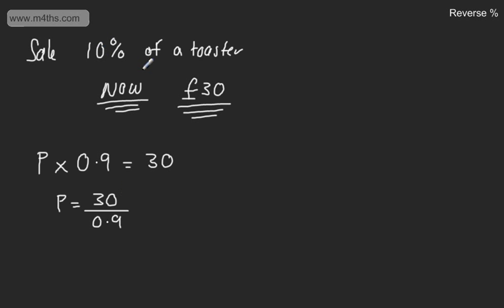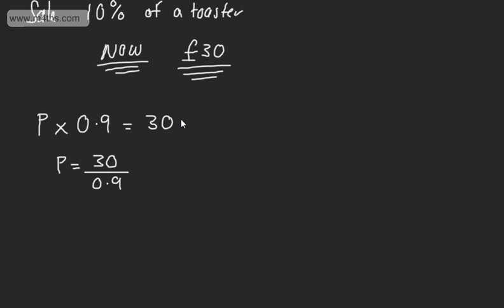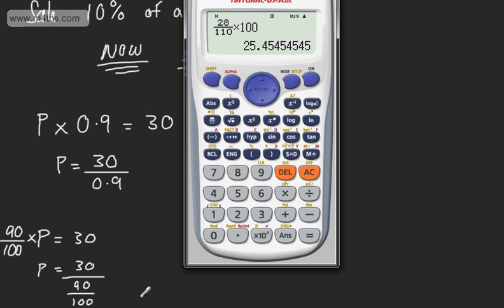A common error is to find 10% of this value and go ahead and add it on. So whatever the price before was, you could write this as price, and then 90 of the 100 multiplied by the price gave us 30, so we could say that the price was going to be equal to 30 divided by 90 100s. It's entirely up to you. So if I do that, 30 divided by 0.9, that's going to give us a value of £33.33. Remember, if we're dividing by a number between 0 and 1, the value is going to get bigger.